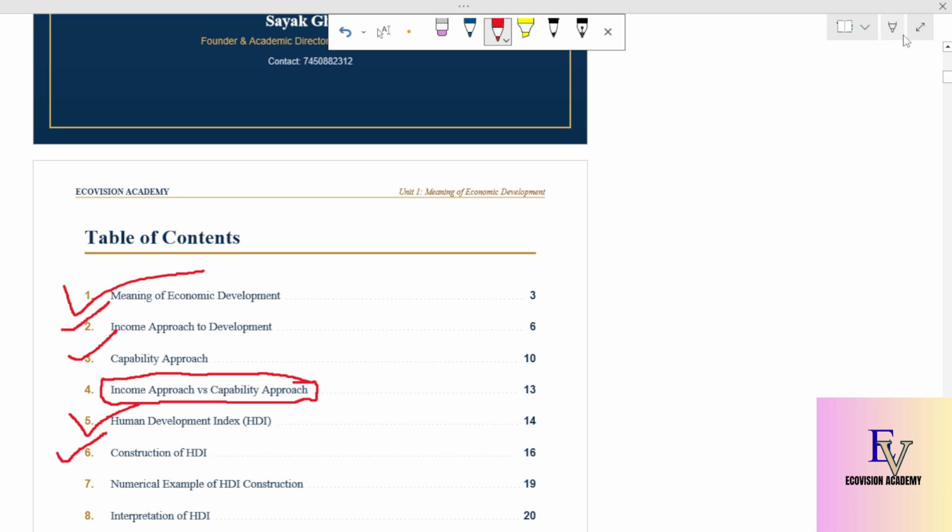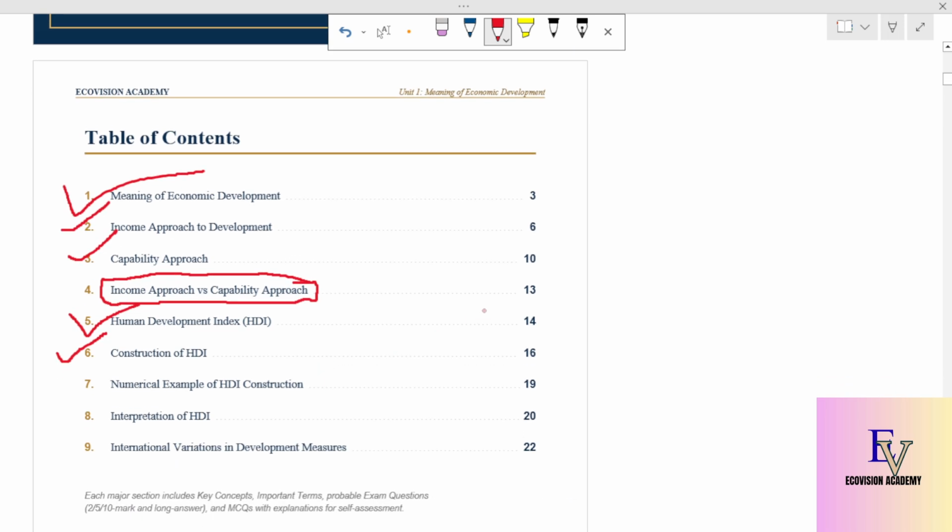And not only that, what I told in the class, that whenever we are constructing HDI or any kind of thing, we will have some numerical example for you. After this class we will work with an Excel file, and in that particular Excel file we can see how we can construct HDI or anything.